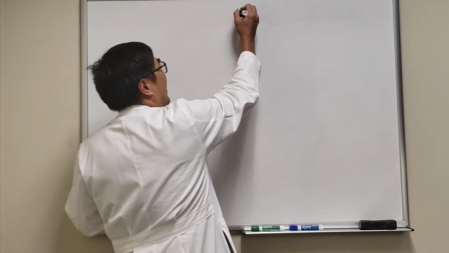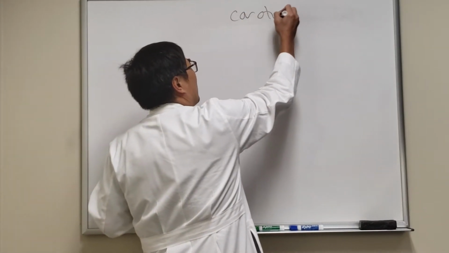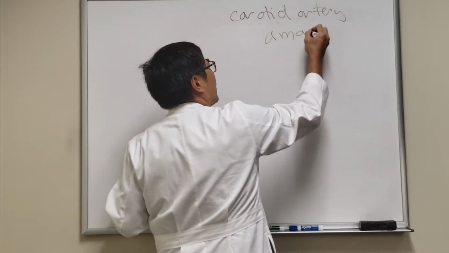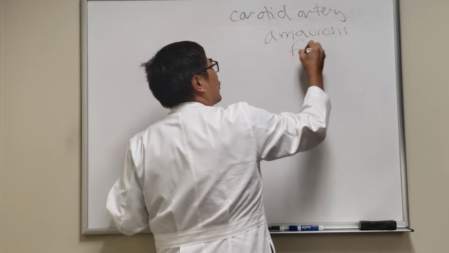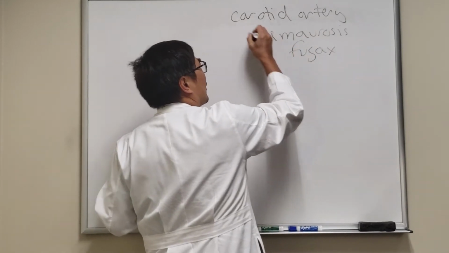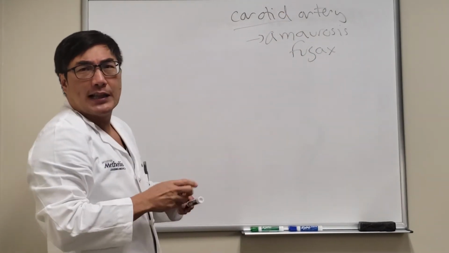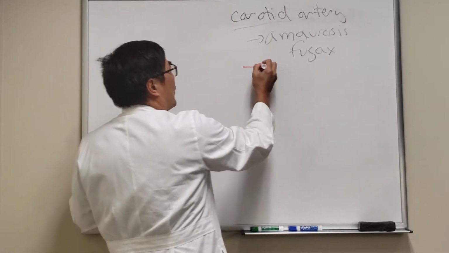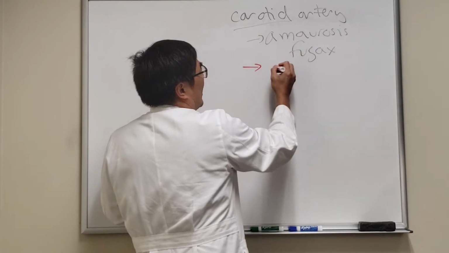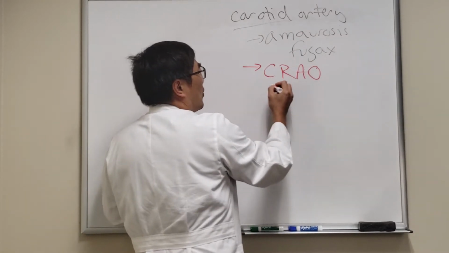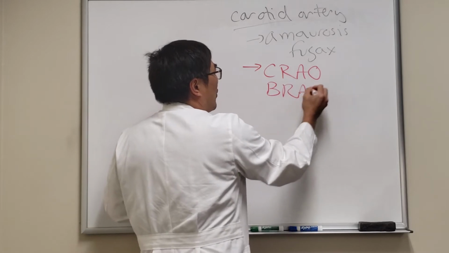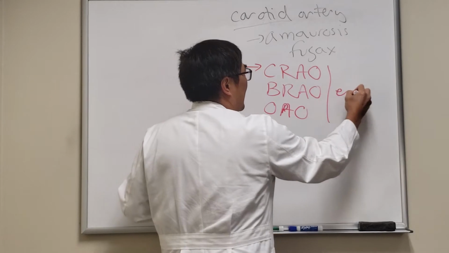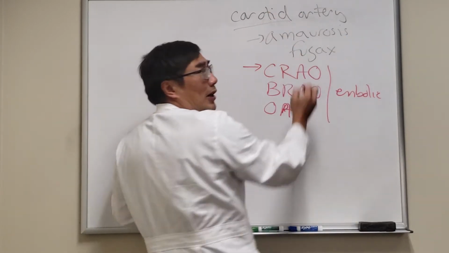So I want to talk to you about how we need to know a little bit about the carotid artery when we're looking at patients who have amaurosis fugax. That's a transient vision loss, and for this carotid disease, it's going to be an ipsilateral, unilateral loss of vision. Or if you have a patient who has central retinal artery occlusion, or a branch retinal artery occlusion, or an ophthalmic artery occlusion, all of these can be embolic from the carotid artery.